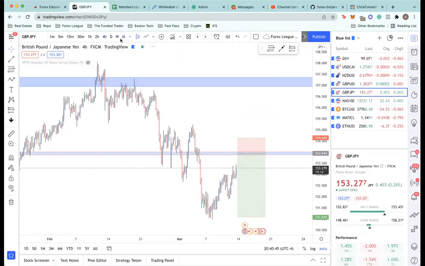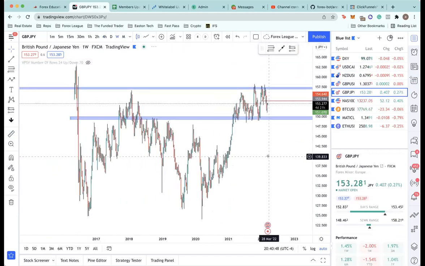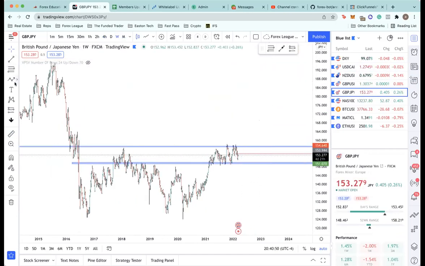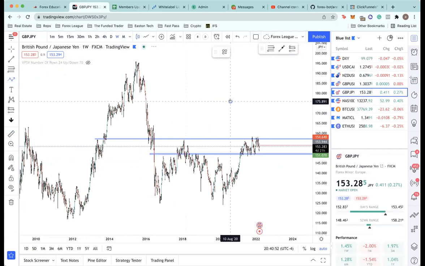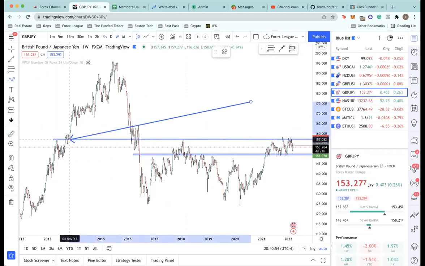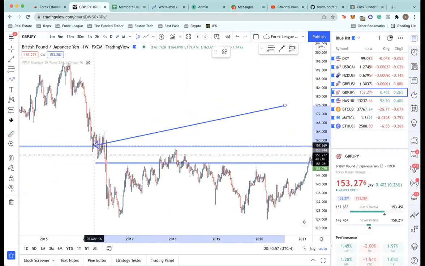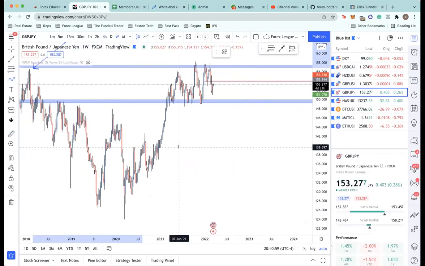Let's go over to GJ. So GJ on the weekly, let's zoom out on this one. Some weekly levels here. We've got resistance, support, support, resistance, and then we've got resistance, resistance, resistance.